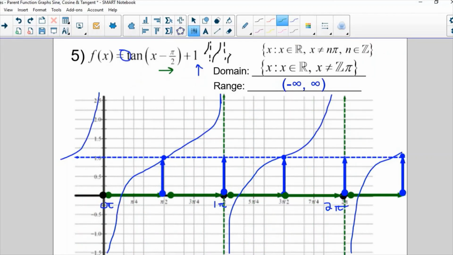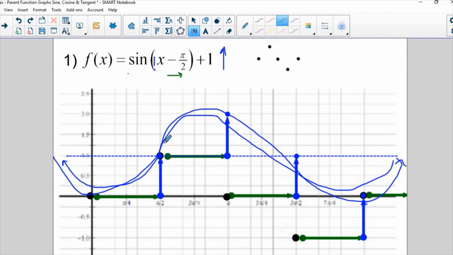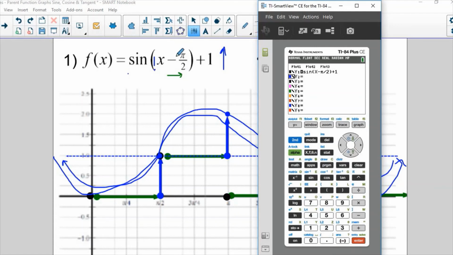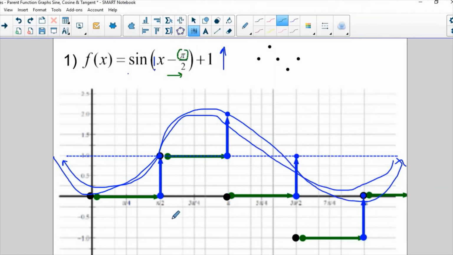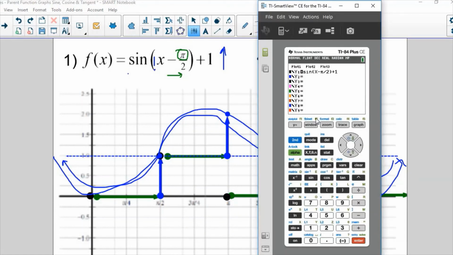this stuff comes from. So let's take a look at the first one we looked at, which was sine of x minus pi over 2, plus 1, in the calculator. First thing you have to understand is that there is a pi, and so with the pi, I want to make sure my mode is on radian. If this was degrees, if this were minus 90 degrees, I would use degree mode. Very uncommon with graphing, though. We typically graph in radian mode. So you want to make sure it's in radian mode.